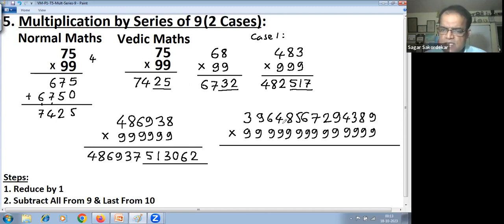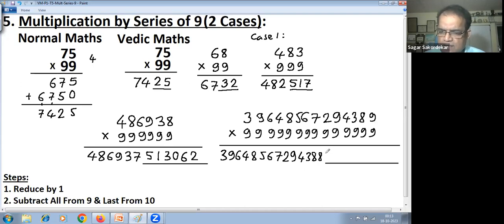First step is just take all these digits as they are. Only the last, you will have to reduce by 1. So it is 3, 9, 6, 4, 8, 5, 6, 7, 2, 9, 4, 3, 8, 8. Very important, this 9 becomes 8 here. Okay, and second part, just point out here and answer.